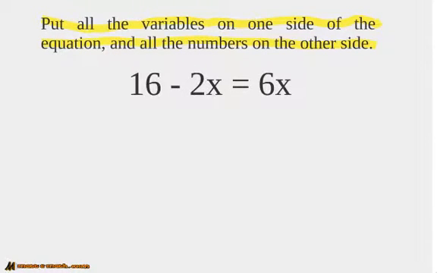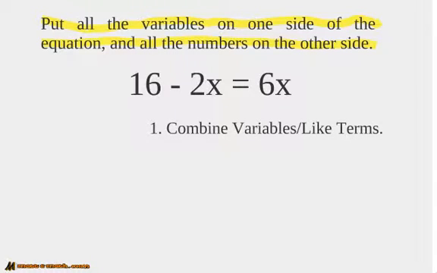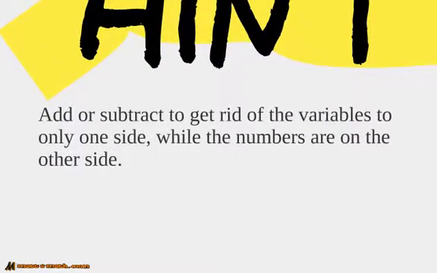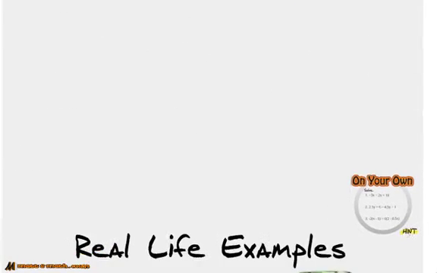Like this one, for example, 16 minus 2x equals 6x. Well, I need to move this minus 2x over to the other side because I want all my x's over here with their numbers and then all the numbers without x's over there. So we combine variables in like terms. We use SADMAP, nothing big deal there. It's just the same thing of subtracting, addition, dividing, and multiplying. Add or subtract to get rid of those variables while the numbers stay put.